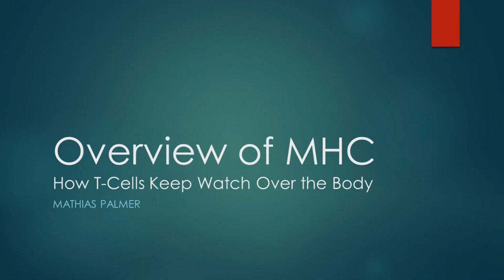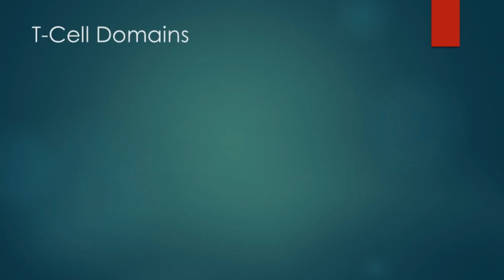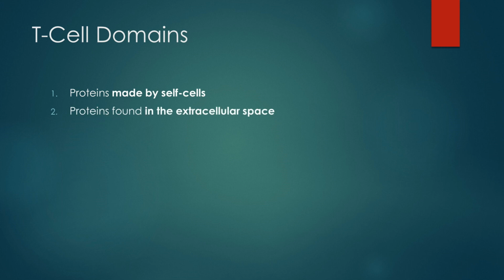In a previous video, the cells involved in the adaptive immune system were introduced. In this video, we will cover the mechanism by which T cells monitor the body. There are essentially two domains which the T cells preside over. The first are proteins made by self cells, and the second are proteins present in the extracellular matrix. Usually these are from pathogens.